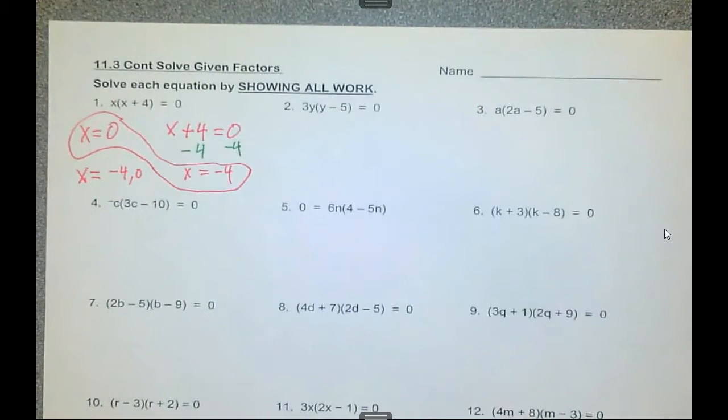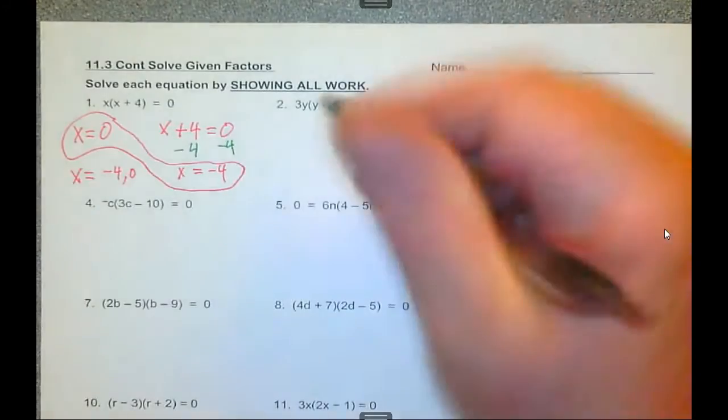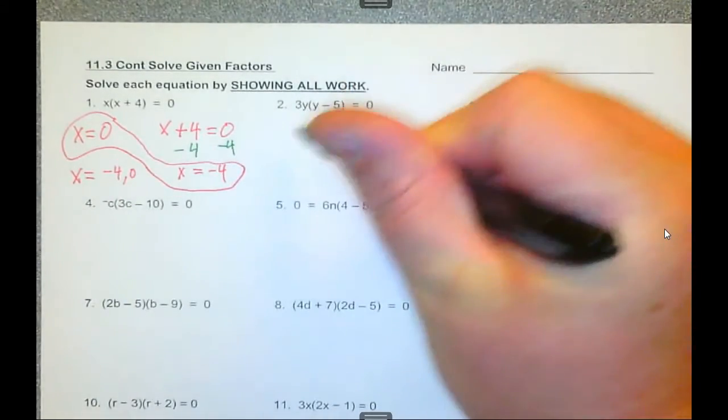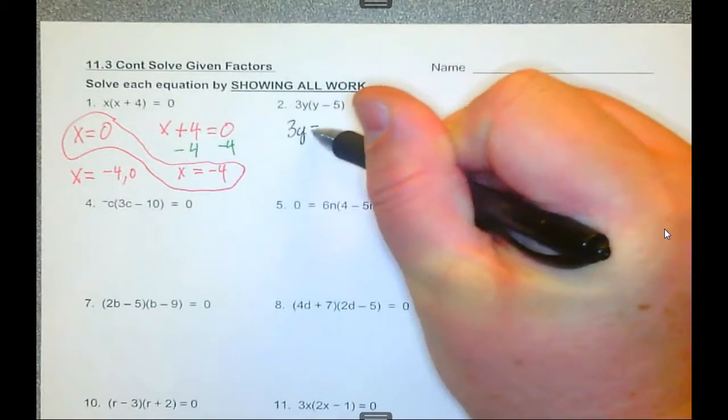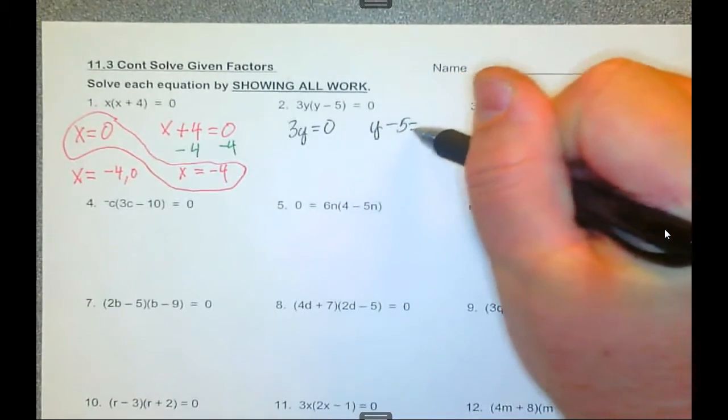How about number 2? Set each factor equal to 0. So I have 3y equals 0, and I have y minus 5 equals 0.